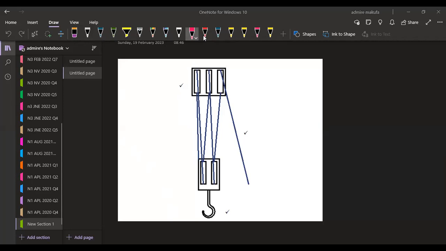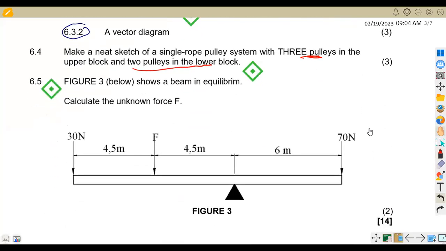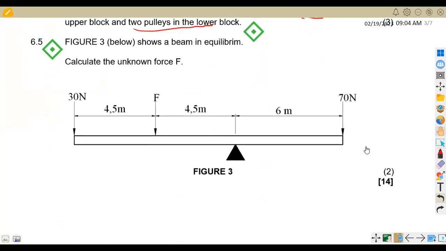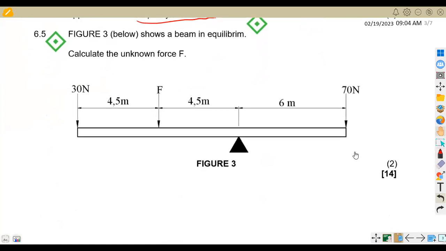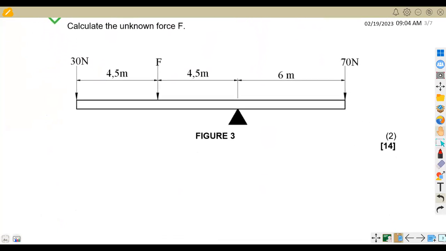All right, let's check the other part of the question. That was question 6.5, where the figure below shows a beam in equilibrium. Calculate the unknown force F. We referred to this typical question before in our section A, if you still remember, where I referred to the issue of moments. From this point, we can refer to the moments which are clockwise and anti-clockwise so that we can find the unknown force. So remember that the clockwise moments should be equal to the sum of the anti-clockwise moments, or you can start with anti-clockwise moments. I don't know which one is best for you.